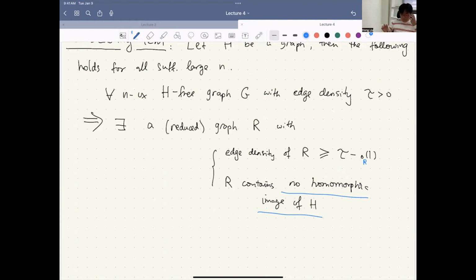So, let's give a definition. If a graph does not contain a homomorphic image of another graph, that just means by definition, there's no homomorphism from H to R, right? That's the definition. Let's recall. And if this is the case, we define R to be H-hom-free. R does not contain a homomorphic image of H.